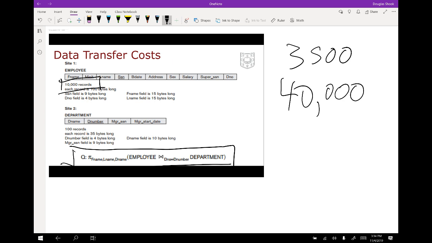So the total amount of data for site 1, if I do the join on site 1, would be 43,500. Did I leave a 0 off? Yeah, sorry. 400,000. My bad. The commas, you know, it's just a comma.